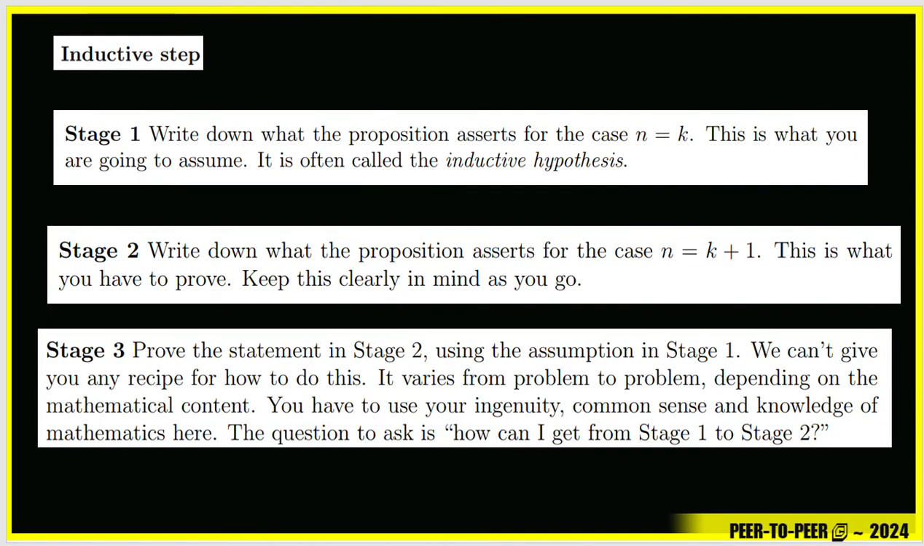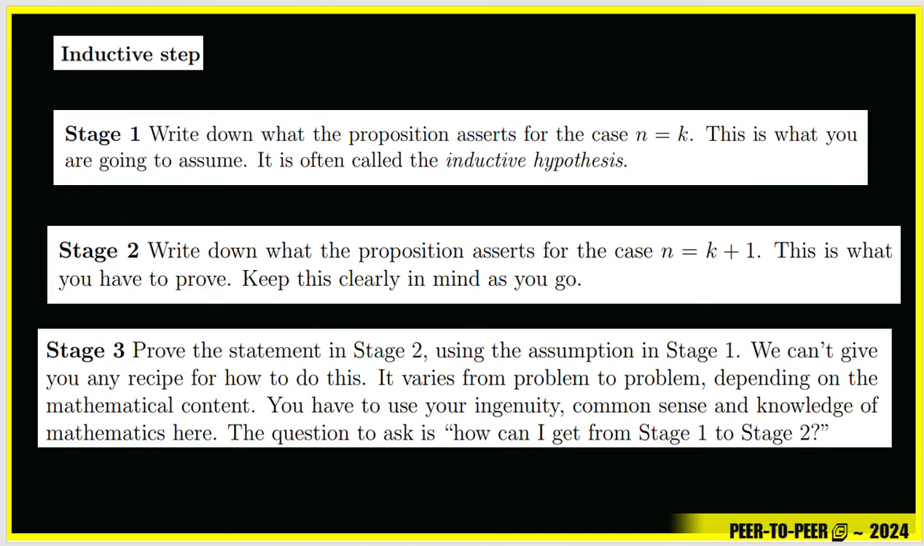Let's look at the inductive steps. What are the stages in the inductive steps? There are 3 stages in the inductive steps. Let's look at them. Stage 1, you write down what the proposition asserts for the case n is equal to k. This is what you are going to assume. At this level, it is called the inductive hypothesis. So when you write the assertion for when n is equal to k, we don't argue about that. We say it is true. We accept it. It's like a hypothesis.